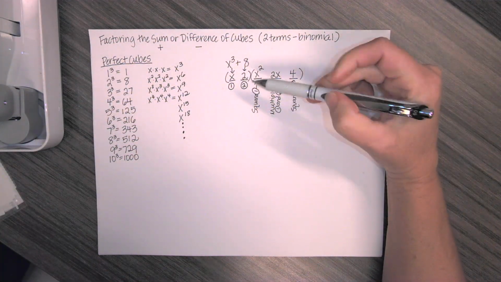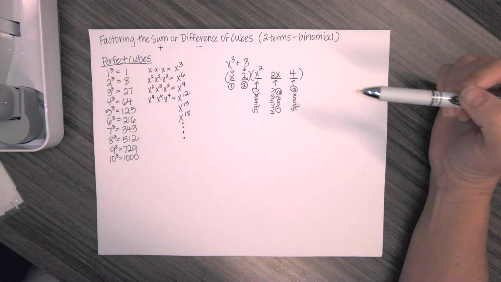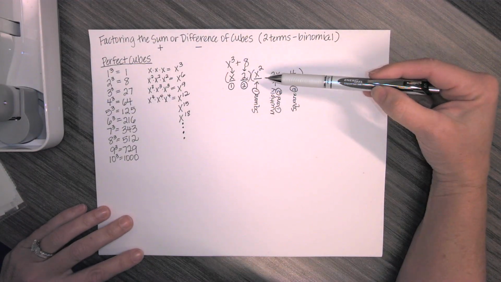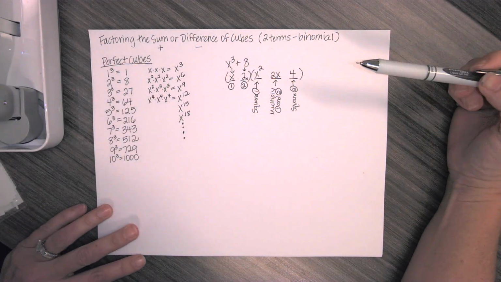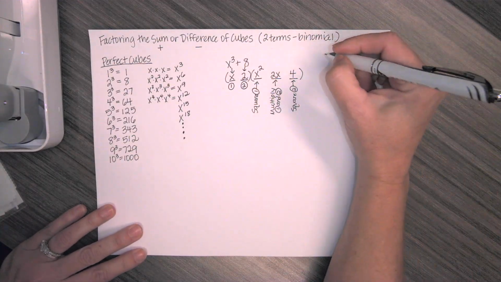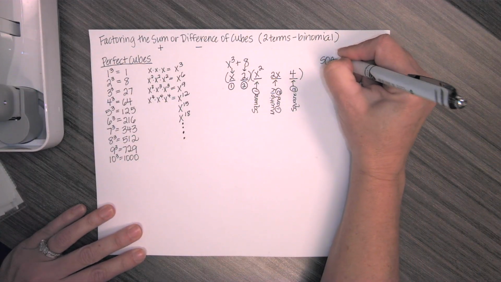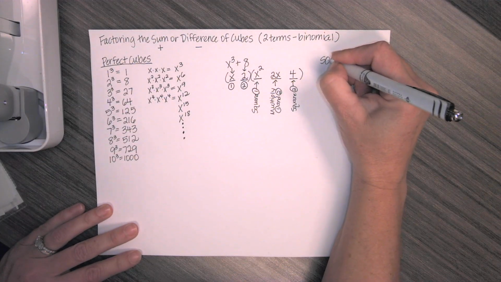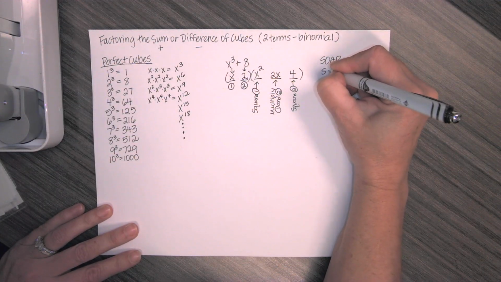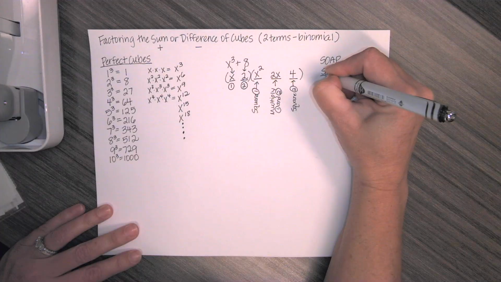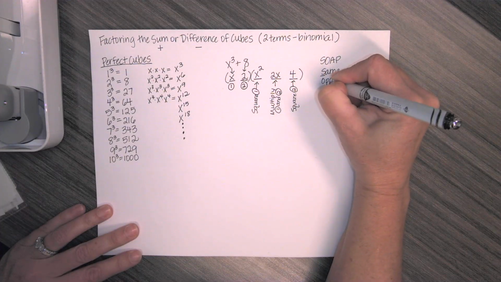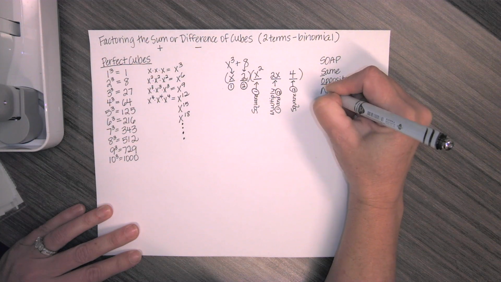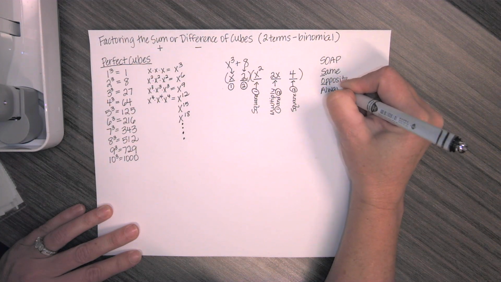Now I want you to notice I didn't fill in any signs as I went. I just filled in the blanks, and I've got to go back and put signs in here, and I'm going to show you how to do that. So I use this little SOAP to help me remember how to put my signs in. SOAP stands for same, opposite, that's the O, and then AP is always positive.